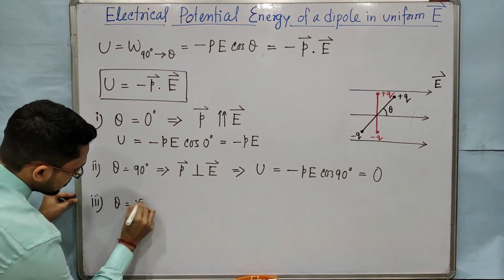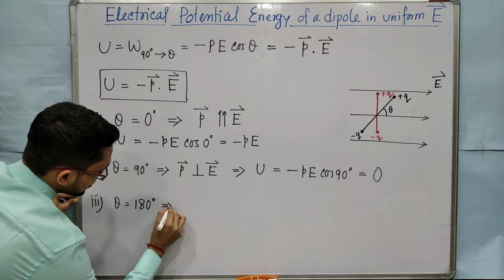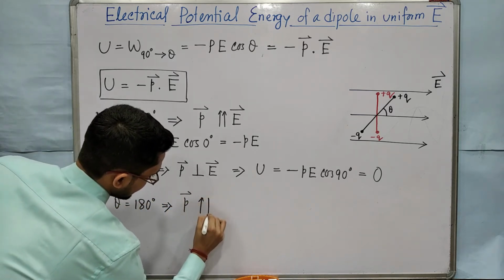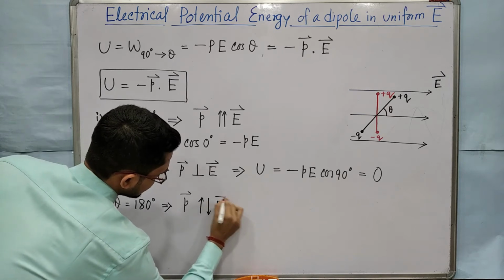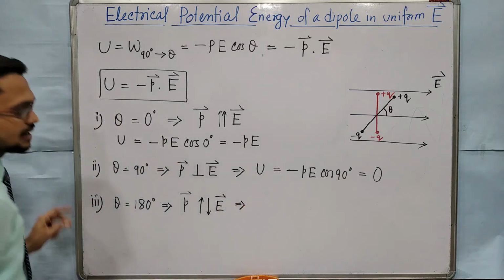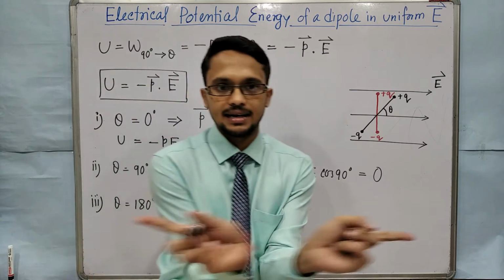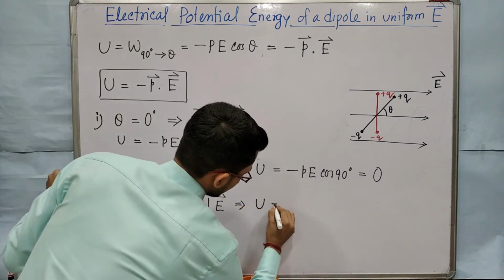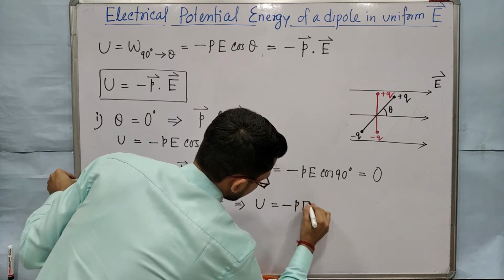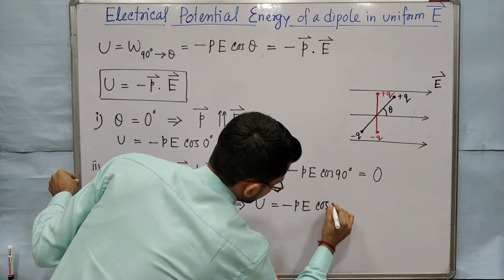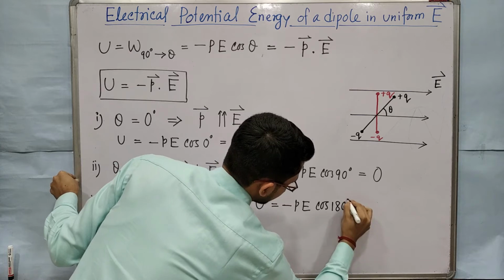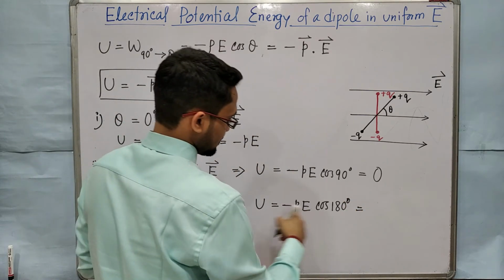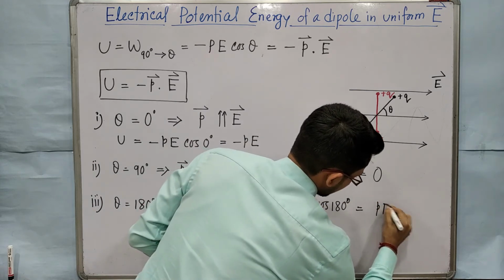Third case, theta equal to 180 degrees. That means P and E are anti-parallel to each other, both directing in opposite directions. So here U will be minus PE cos 180. Cos 180 means minus 1. So minus minus plus, it will be only PE.